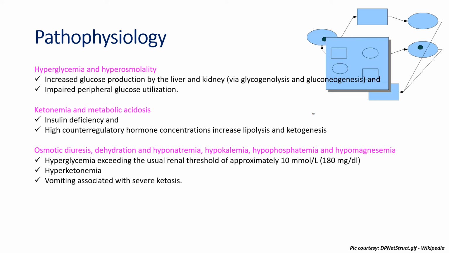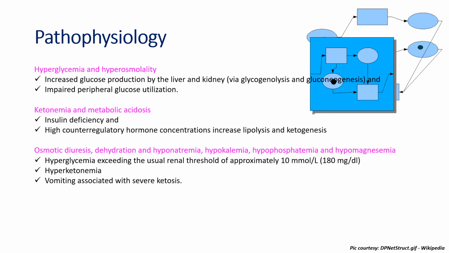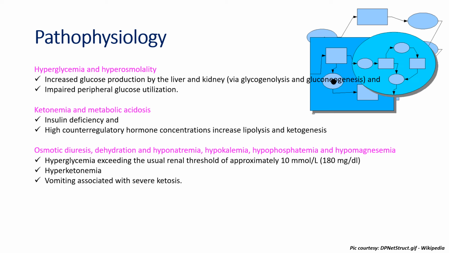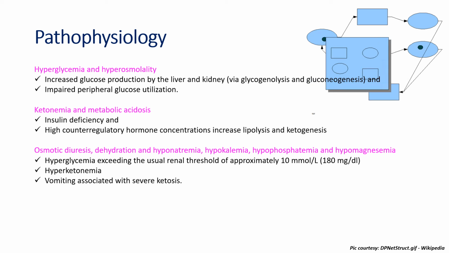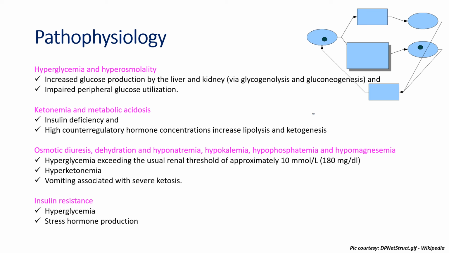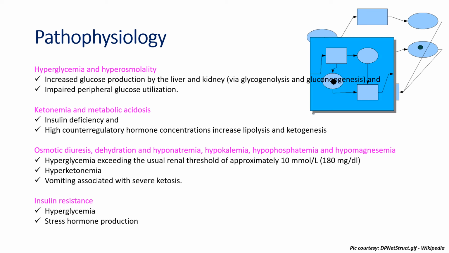Osmotic diuresis, dehydration, and hyponatremia, hypokalemia, hypophosphatemia, and hypomagnesemia are because of hyperglycemia exceeding the usual renal threshold of approximately 10 millimoles per liter, that is 180 milligrams per deciliter. They are also because of hyperketonemia and vomiting associated with severe acidosis. And insulin resistance is because of hyperglycemia and stress hormone production. Clinical manifestations include dehydration, deep sighing respiration, as you will be listening in an audio just now.